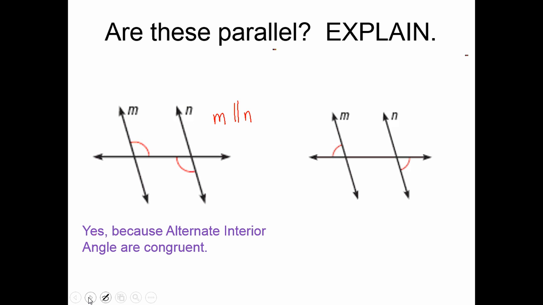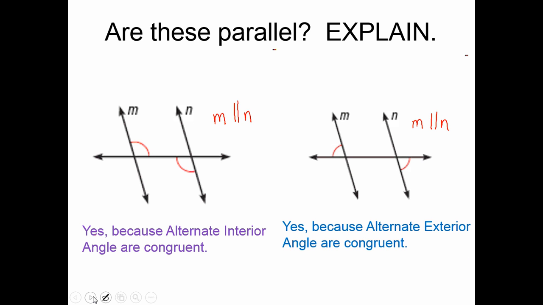Is this enough for us to know that the lines are in fact parallel? Well, if I look at those two angles, this one and this one, I would say that they are alternate exterior angles. They're exterior on the two parallel lines. And so we would say again, yes, that M is parallel to N. Why? Because we see alternate exterior angles are congruent.